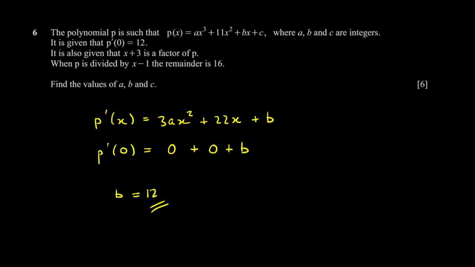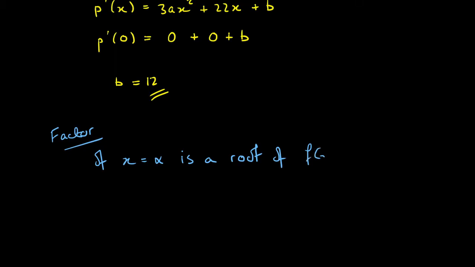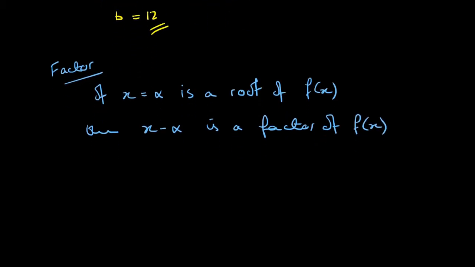Okay, second part. It is also given that x plus 3 is a factor of p. Okay, so we need to know the factor theorem, and we're also going to need to know the remainder theorem as well. So factor theorem. If x equals alpha is a root of the polynomial f of x, then it follows that x minus alpha is a factor of f of x. Okay. And secondly, the remainder theorem.